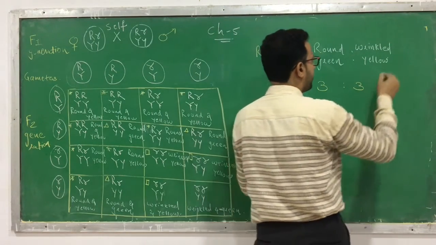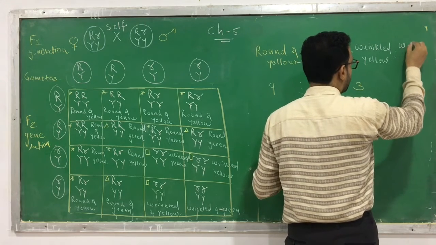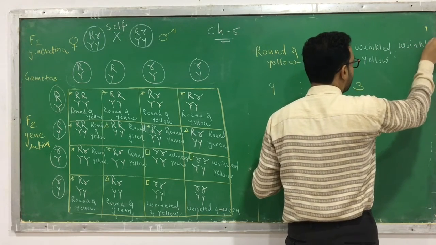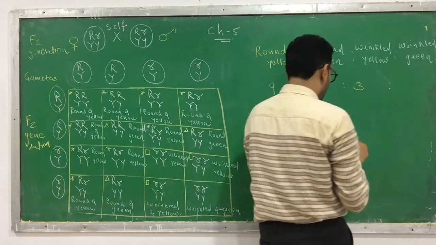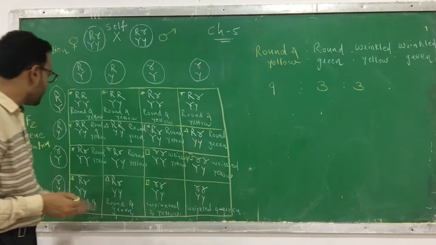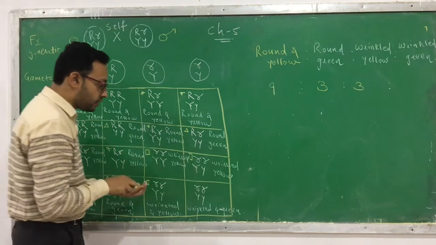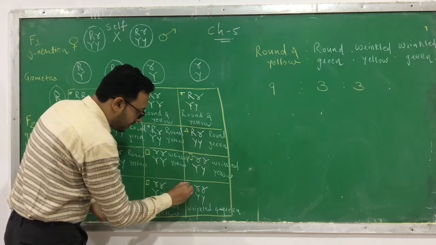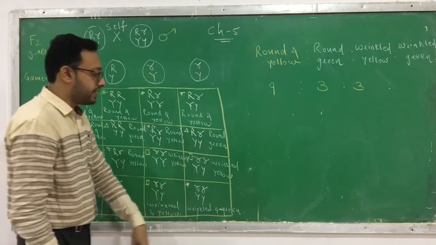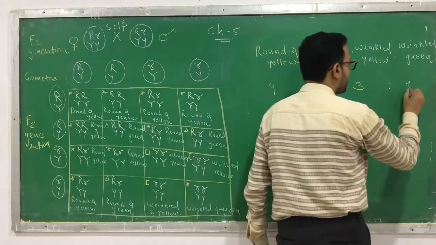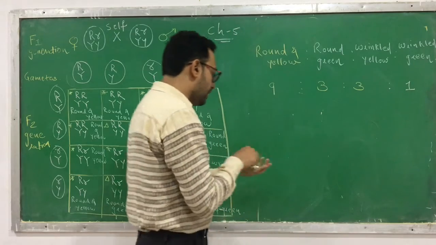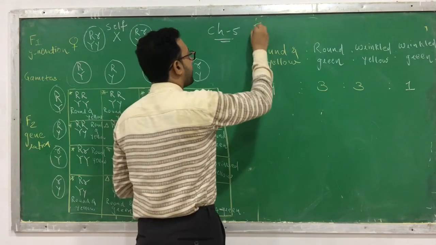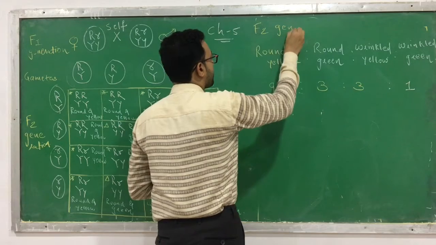And last possibility, that we are discussing, is the wrinkled green. So here, how many wrinkled and green? Just we are counting out. There is only one left. So this is the wrinkled and green. How much is it? 1. Okay. So 9:3:3:1. This ratio is obtained in F2 generation.